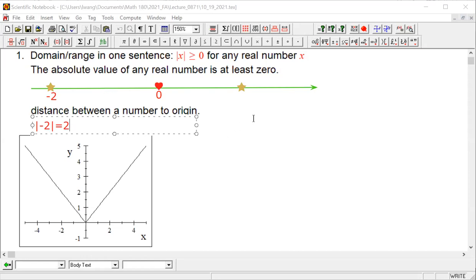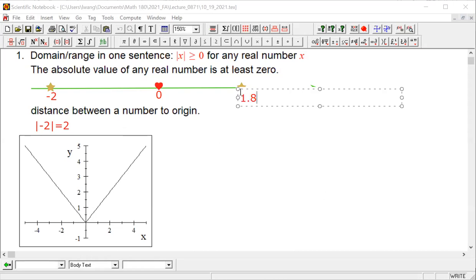The distance is 2. And in another scenario, say this number is 1.8. The absolute value between 1.8 and 0 is a positive number, so the absolute value of 1.8 is going to be 1.8. We've done similar things before, right? And later we look at absolute value as a function, because you have input and output, and we realize any real number can be the input.